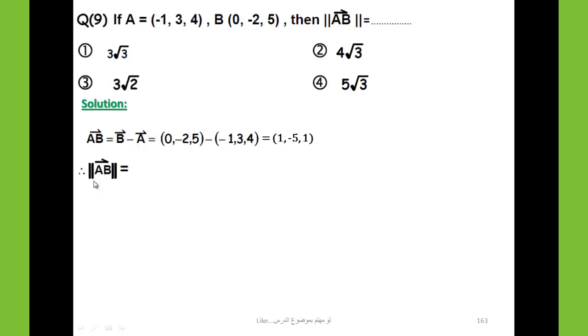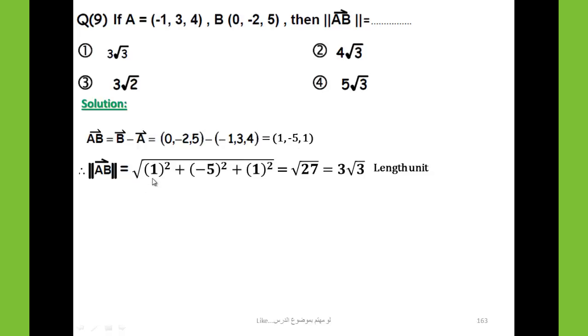So the norm of AB equals the norm of this vector, which equals square root of 1 square plus negative 5 square plus 1 square, which equals square root of 27, which equals 3 root 3 length unit.